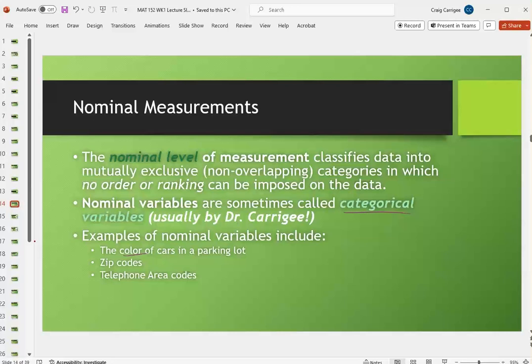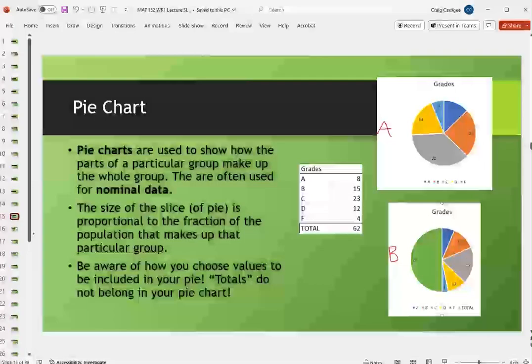We either just have Coke or Pepsi, right? You're either one or the other. And so we can't rank them in any kind of way. There's no order or ranking to soft drinks in that particular way if you're asking someone their favorite soft drink. Okay, so nominal measurements are categorical measurements. They're just categories, things that we break down into categories.